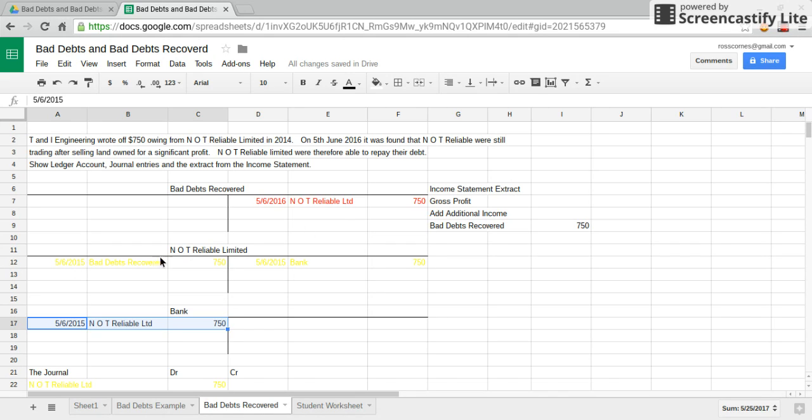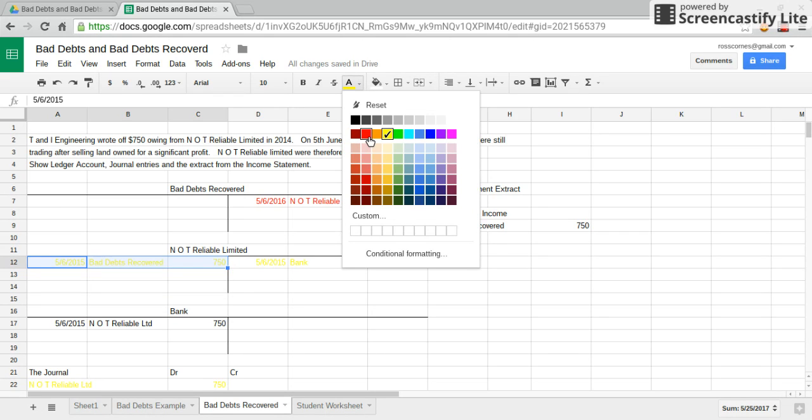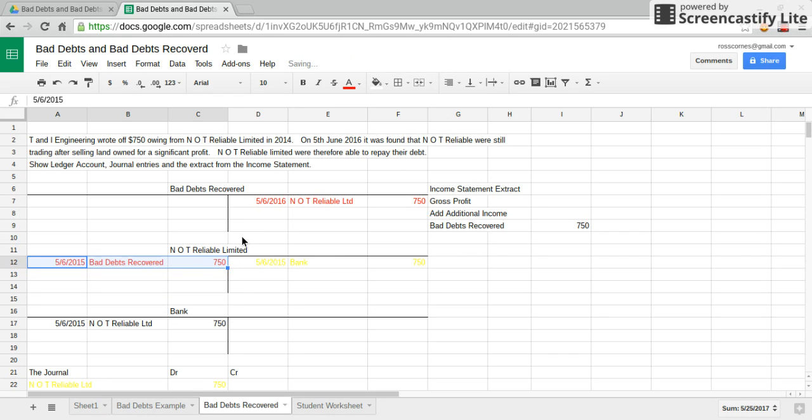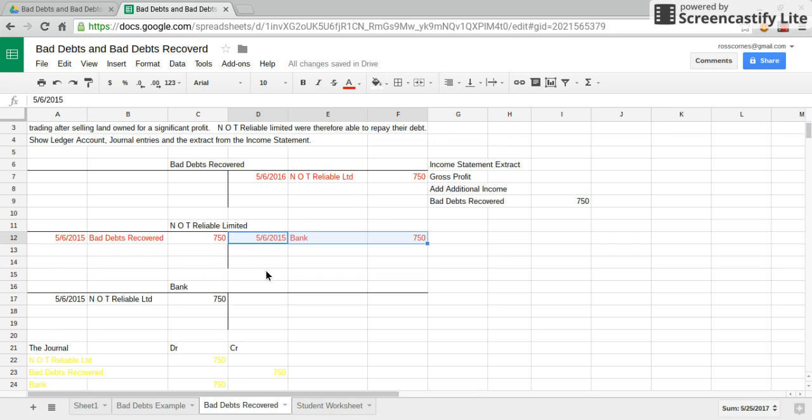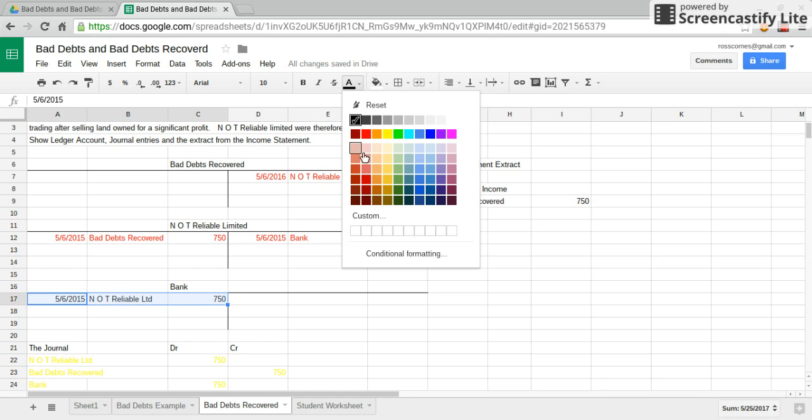and they want to know that Not Reliable has owed them some money. So the first thing we do, we resurrect Not Reliable's account, and we actually make the debit entry in Not Reliable's account. So it looks now like Not Reliable owes the business some money. But he doesn't, because he then gives us a check. So we need to credit his account because he no longer owes us that $750. And at that point, we're going to debit the bank account.